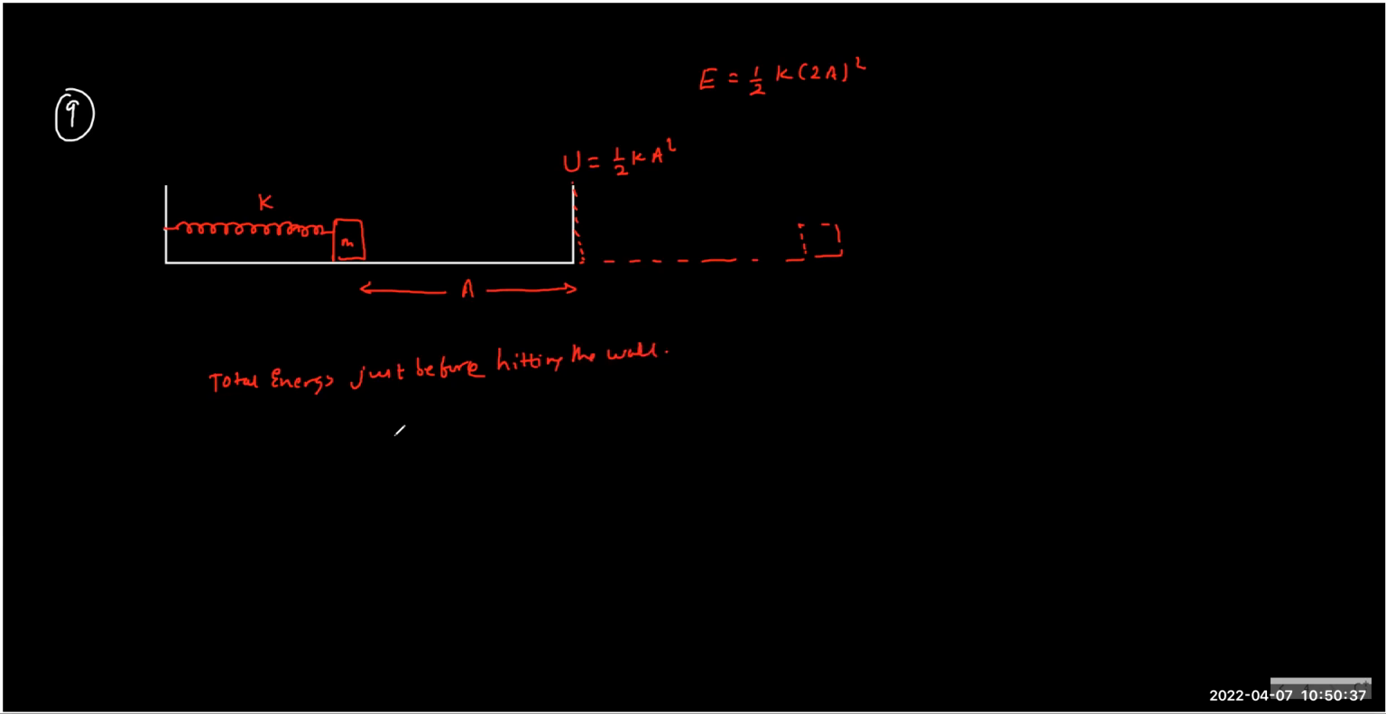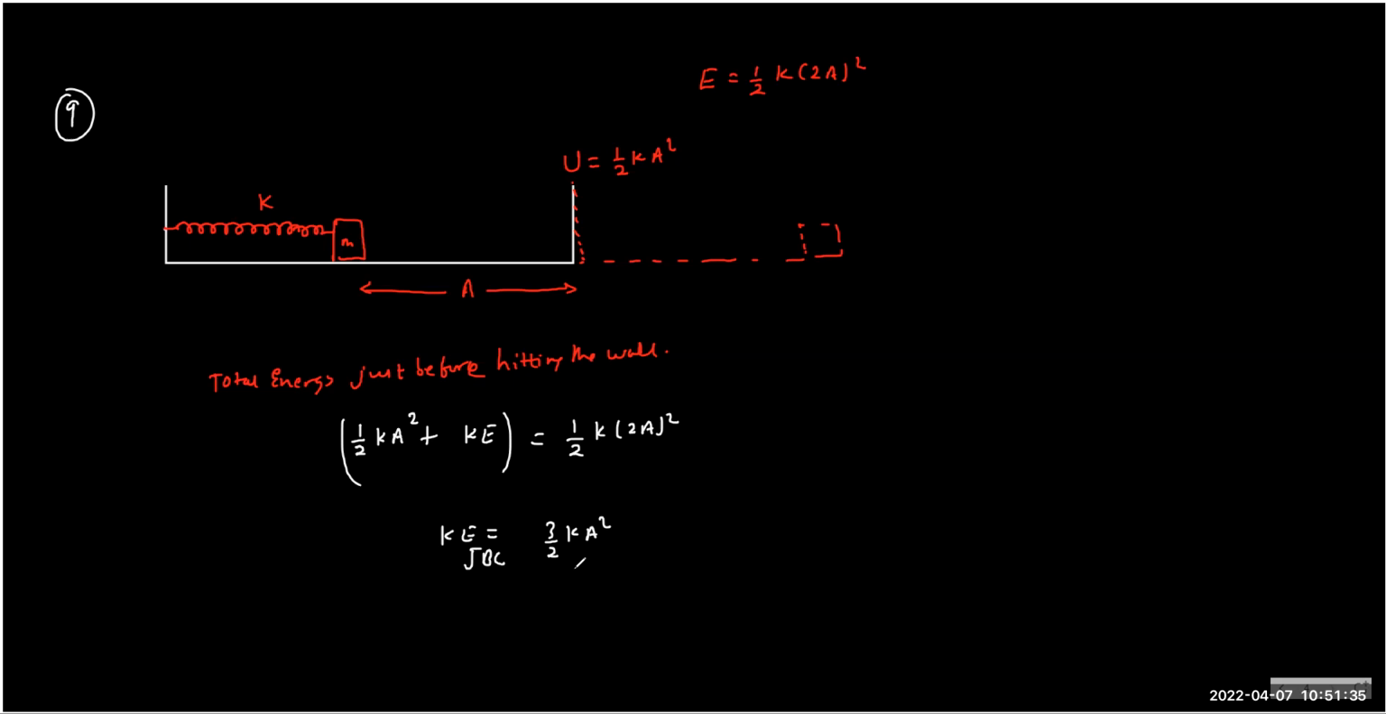So the energy just before hitting the wall is how much? It's pretty easy to say. Potential plus kinetic. Okay, just write K. So potential will be half K A square, and the rest is kinetic energy, let's call it KE. But the sum of these two will be equal to half K (2A) whole square, isn't it? Is this part clear? Yes or no? So this can be solved. So what is the kinetic energy just before collision? The kinetic energy just before collision will be (4 minus 1), 3 by 2 K A square. Just check it out, I may be wrong.